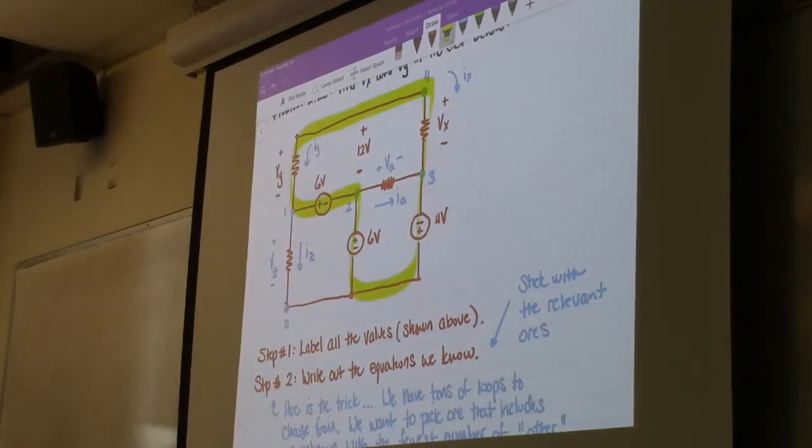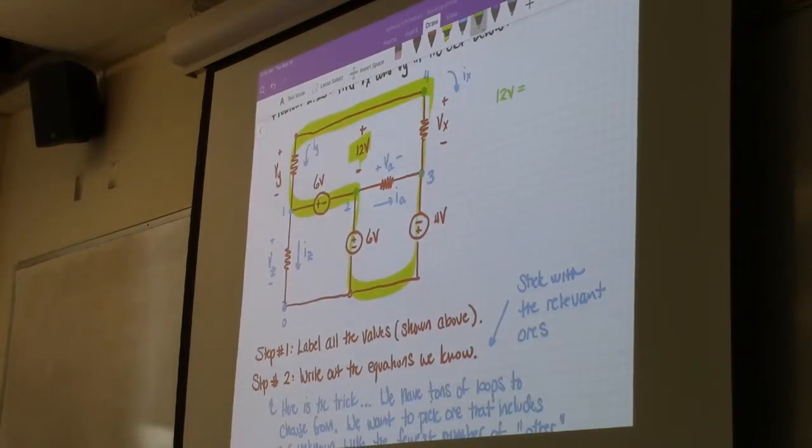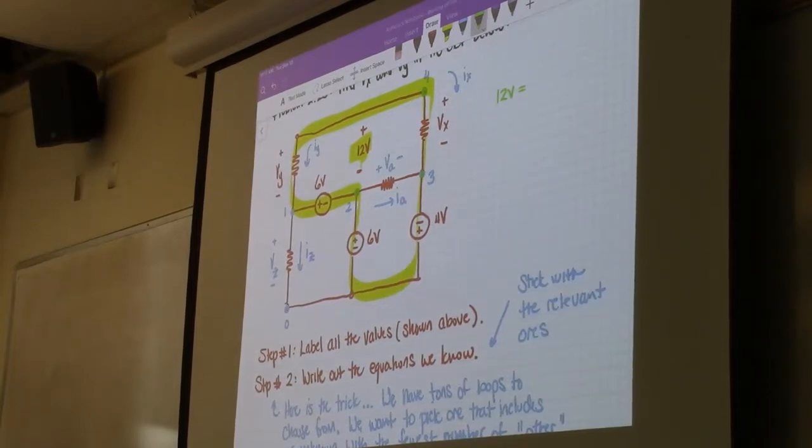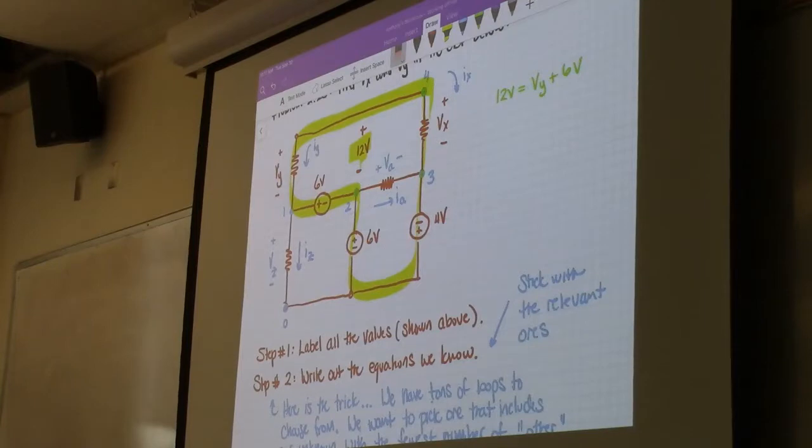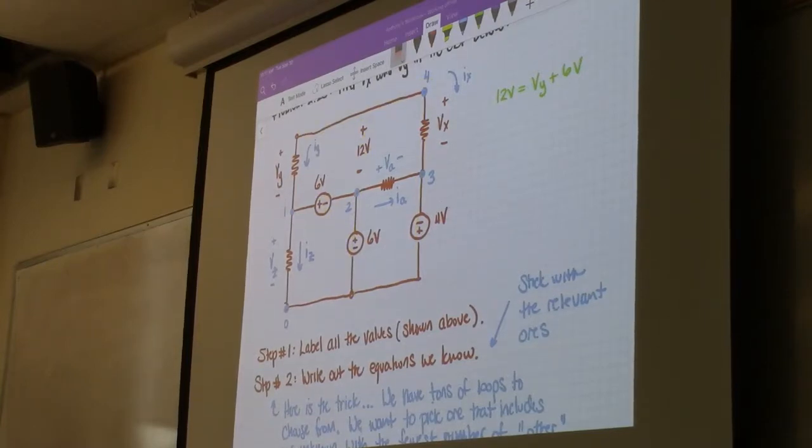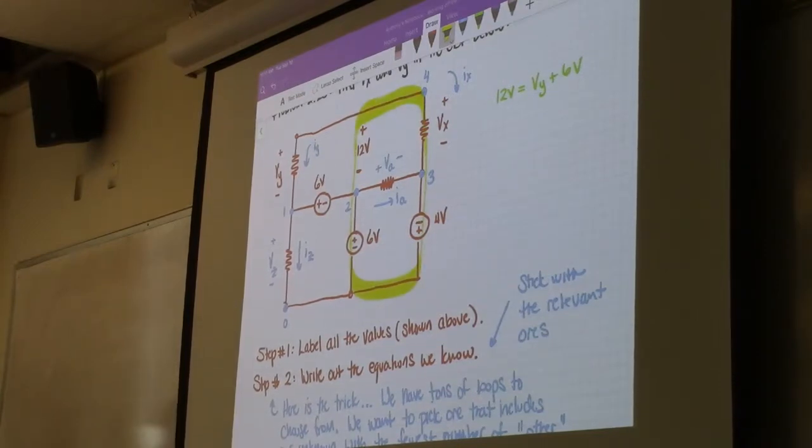However, because they tell us that it's a 12-volt differential between nodes 2 and 4, you know that 12 volts is equal to Vy plus 6 volts, which means that you can imagine it as being replaced. So when you write your KVL, it actually looks like a loop like that. Does everybody understand what I'm saying there?